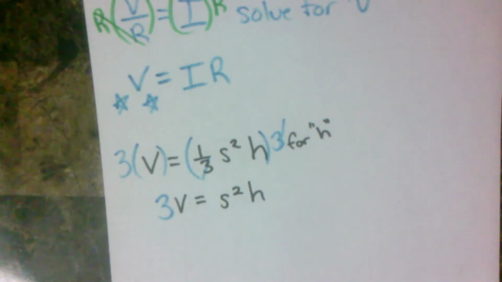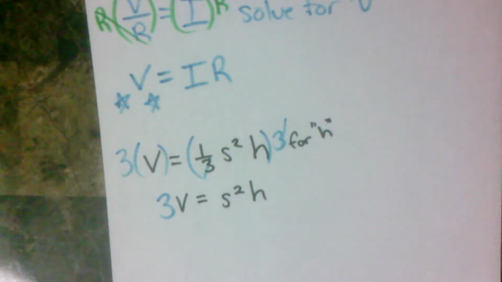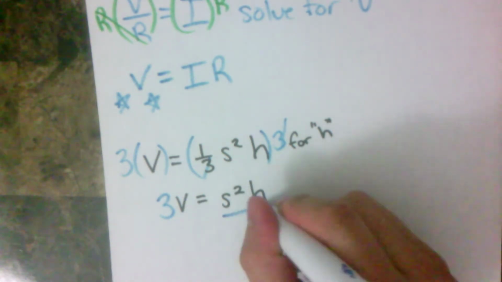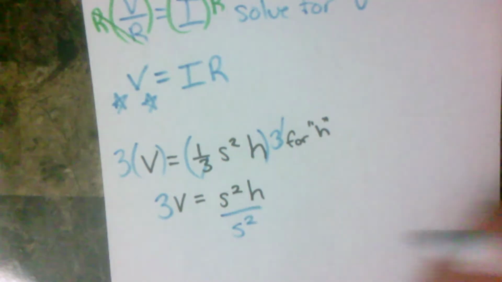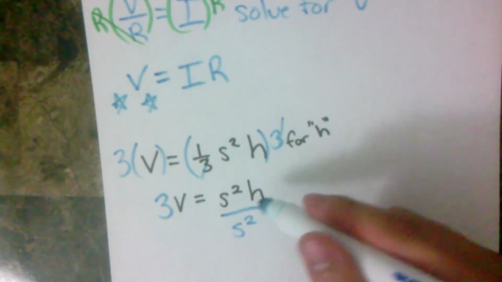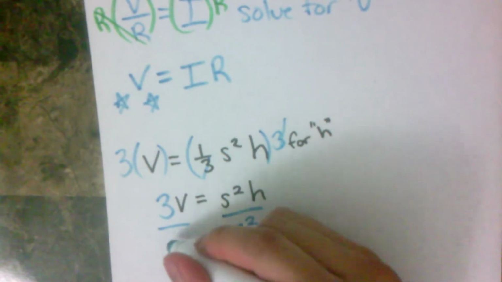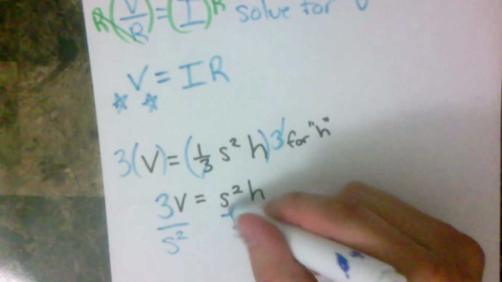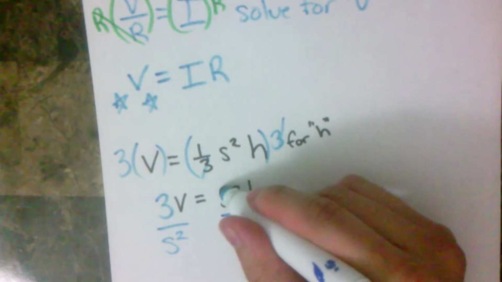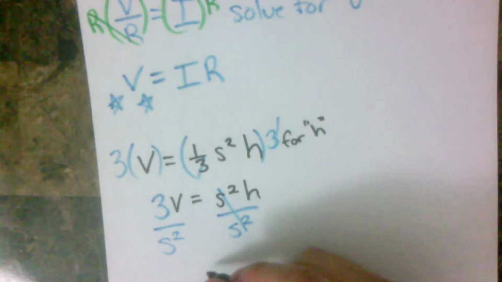Now you need to get rid of that s squared. That's s squared times h. To get rid of something multiplied, you always just divide. So divide both sides by whatever you need to get rid of, which is that s squared. You don't want to get rid of your variable of interest, so your h here, you definitely don't want that to disappear. S squared divided by s squared, anything divided by itself is always 1, so those cancel out and you've got h all alone.